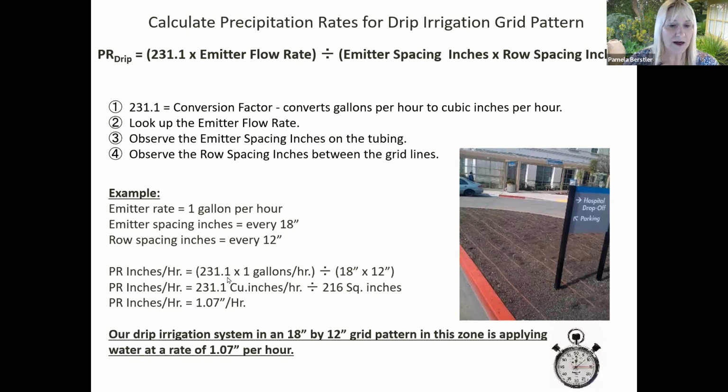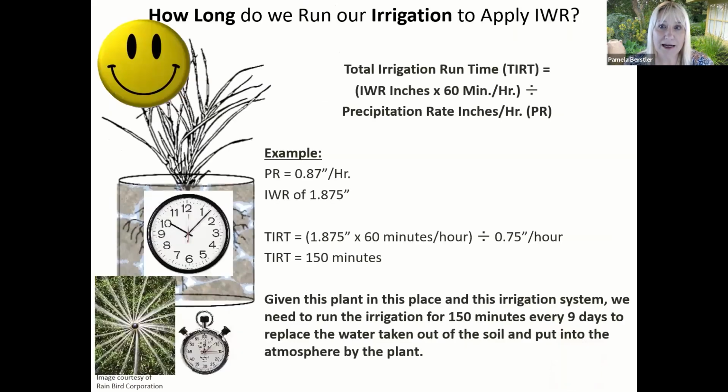So here in our scenario, we end up with 1.07 inches per hour. So our 18-inch by 12-inch grid pattern applies water to this entire zone at a rate of 1.07 inches per hour. Okay, now we figured out precipitation rate. We can go back to the total irrigation runtime.